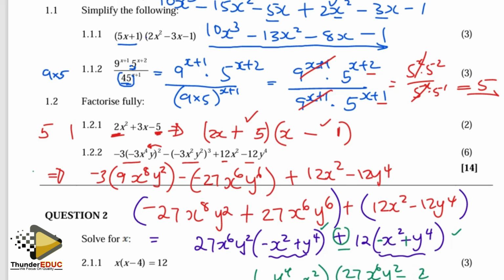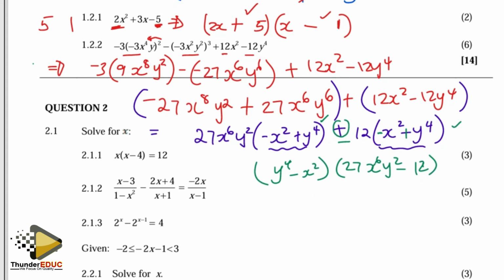Okay, minus 12. So what I'm going to do, I can still see that there are things that are common. This is a difference of two squares, which means I need to break it further again. That's why the question is 6 marks. So that's going to be y minus x. It's going to be y squared minus x, and then y squared plus x. This is 27. This is, that is what? That is 12.